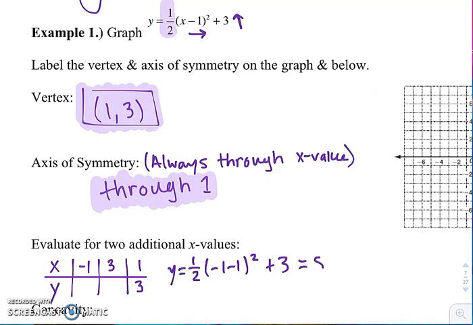is 5. And then if we plugged in 3, 1/2 times (3 minus 1) squared plus 3. 3 minus 1 is 2. 2 squared is 4. 4 times 1/2 is 2, and 2 plus 3 would also be 5. And that makes sense because parabolas are symmetric.